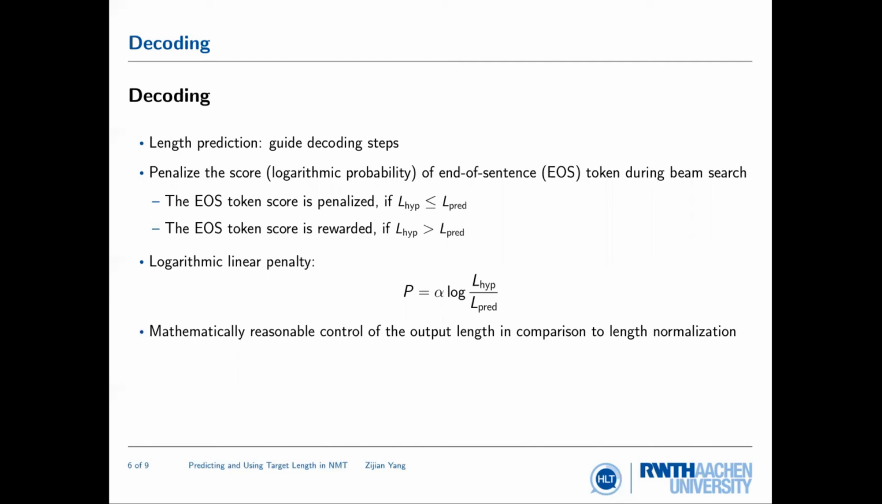We choose the logarithmic linear function as the penalty and add this penalty to the score of EOS token at each time step during beam search. With this penalty, we have a mathematically reasonable control of the output length in comparison to length normalization.